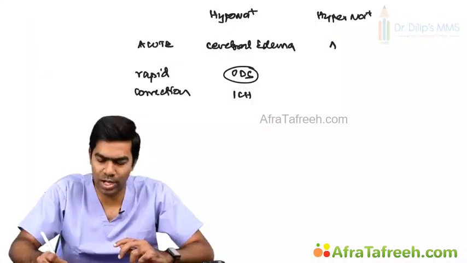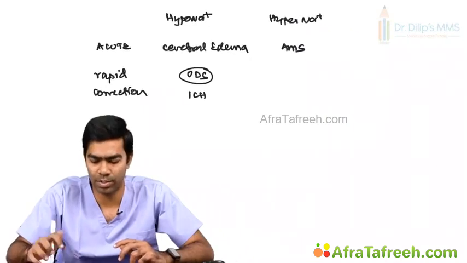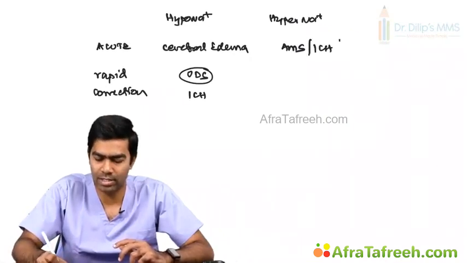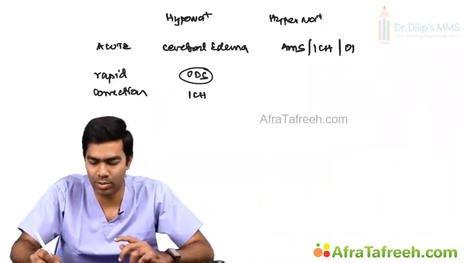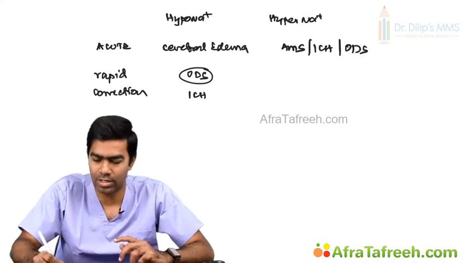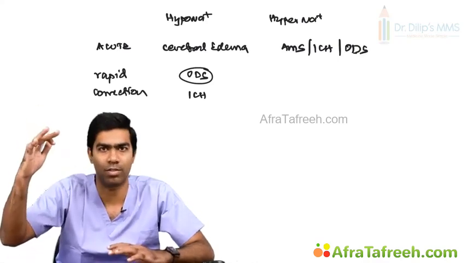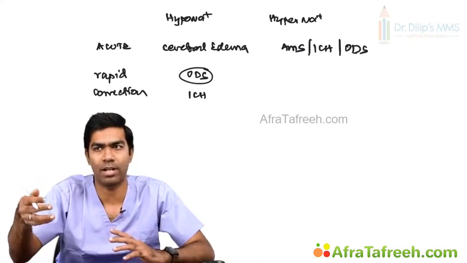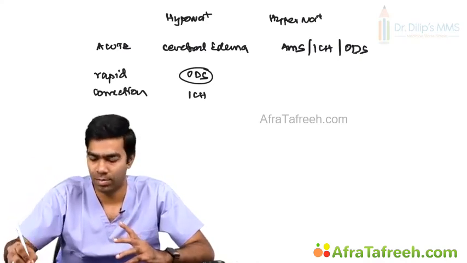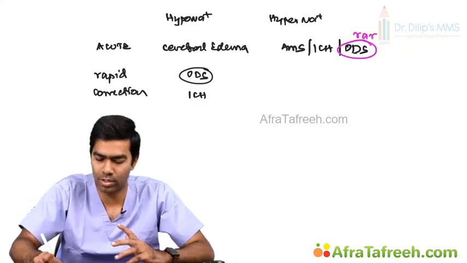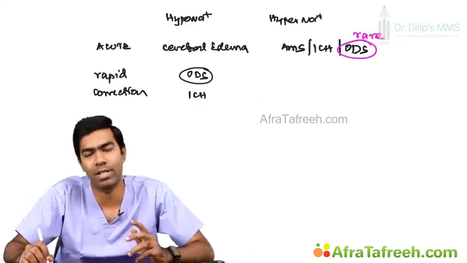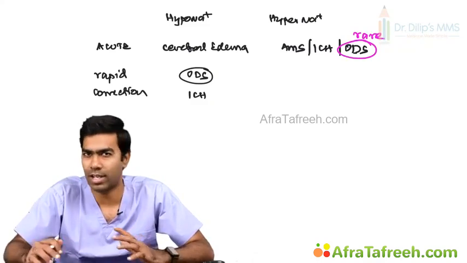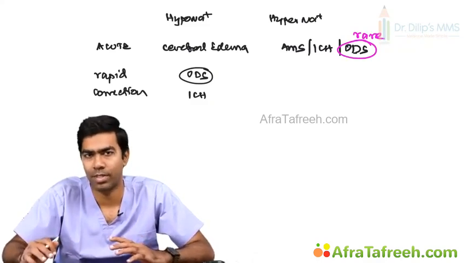So what will happen in acute hypernatremia? Usually you end up only with altered mental status. You won't end up with much problem. You can end up with ICH and theoretically with ODS. This is only theoretical. You can get ODS because you are rapidly increasing the serum osmolality, which means acute hypernatremia is a risk factor for getting ODS. But getting ODS through acute hypernatremia is very, very rare. You can see it again because of the osmolar forces only.